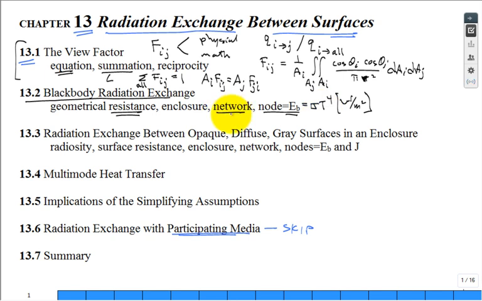So you're going to have a network of nodes. Connections between the nodes will have resistances, and the geometrical resistance is 1 over A_i F_i→j.